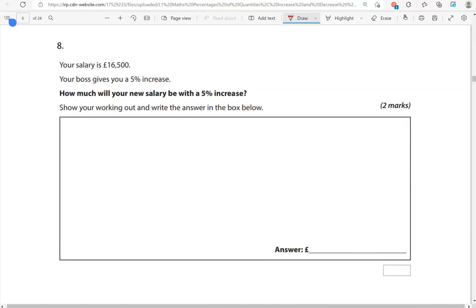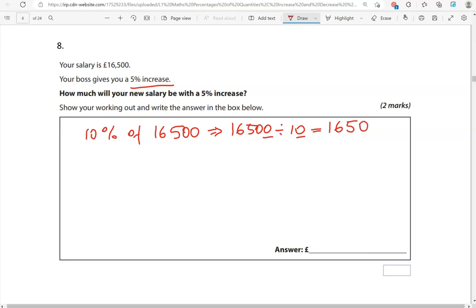Your salary is £16,500. Your boss gives you a 5% increase. How much will your new salary be with a 5% increase? Show your working out and write the answer in the box below. So again, we'll use the 10% method. So 10% of 16,500 can be worked out by doing 16,500 divided by 10. So it ends in a 0, knocking off a 0 gives us 1,650. So that is what 10% of 16,500 is equal to.